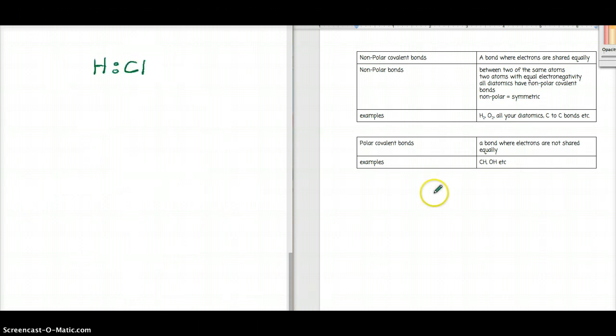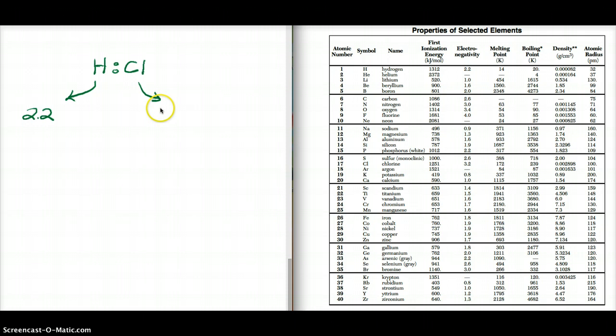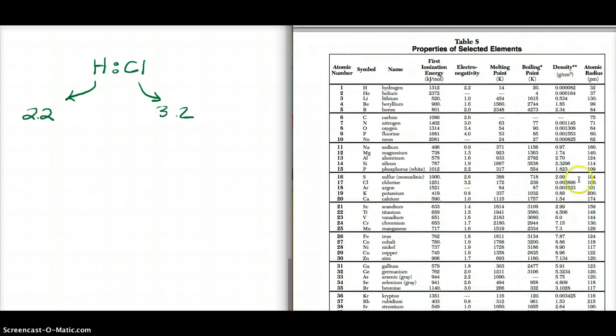Now if we take a look at this bond between hydrogen and chlorine, you can see that hydrogen would have an electronegativity of 2.2, whereas chlorine would have an electronegativity of 3.2. And if you don't know where I'm getting these numbers from, I pulled up Table S for you to look at. Table S is in your reference tables, and Table S has the electronegativities, which tells us how strong an element is.